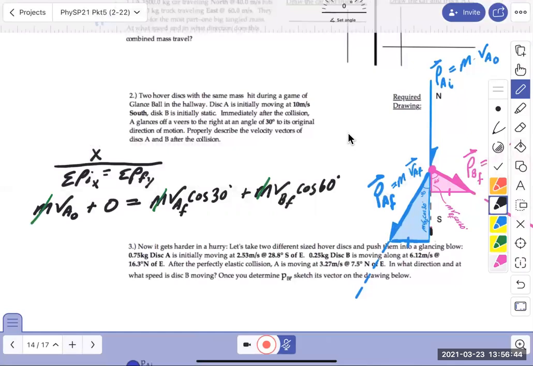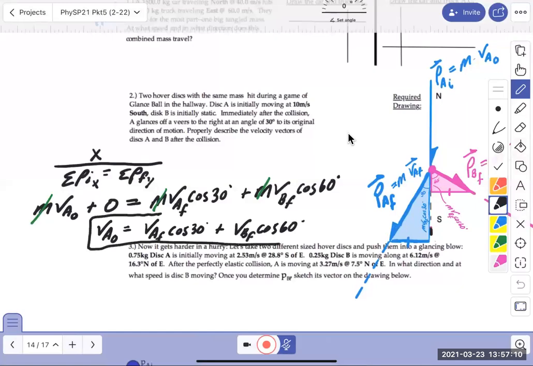So we end up with probably my final equation for today. v a naught equals v a final cosine 30. I could write a number in for cosine 30, but I'll just leave it as cosine 30. I know cosine 60 is 1/2, but I'll leave it as cosine 60, plus v b final cosine 60. Boom. And there's an equation. I still have too many unknowns, but now I got something I can work with. All right, that's the X. If you want to play with it tonight, you can do the Y, but let's save that.